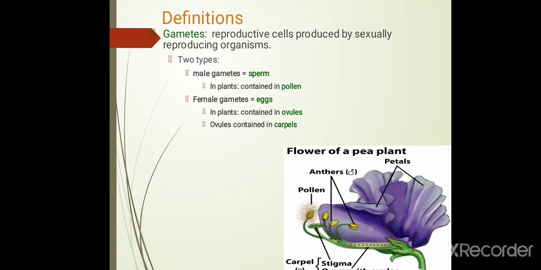The next one is the gametes. A gamete is a mature haploid male or female germ cell which is able to unite with another of the opposite sex in sexual reproduction to form a zygote. It also says here that they are reproductive cells produced by sexually reproducing organisms, as I've said earlier. And there are two types of gametes. The first one is the male gametes, which is the sperm. The second one is the female gametes, which is the eggs. And in plants, male gametes are contained in pollen, while female gametes are contained in the ovules in carpels.